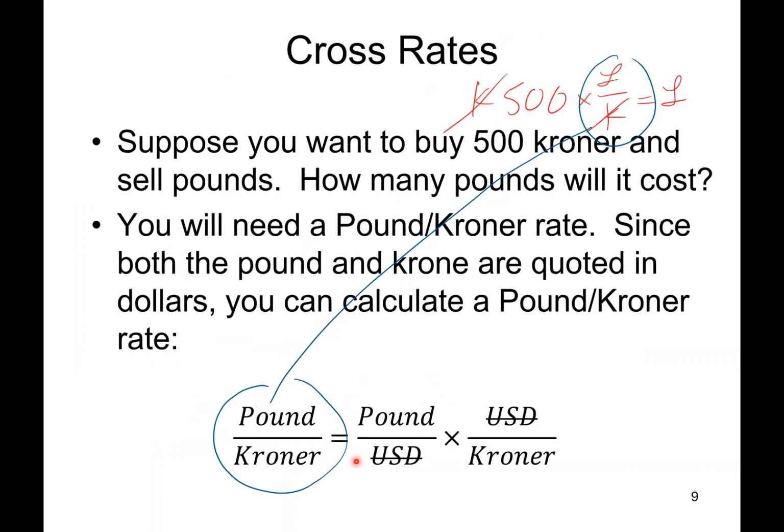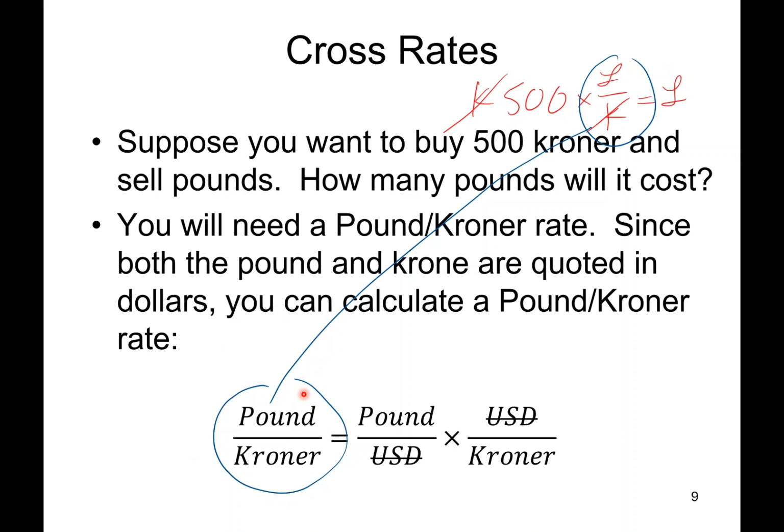Last thing we do before we do a practice problem is cross rates. Suppose you want to buy 100 Danish crown and sell pounds. How many pounds will it cost? Assume you're an American here, so you're trying to figure out what the exchange rate is that you're going to need. If I'm trying to figure out 100 crown equals how many pounds, I need a pound per crown exchange rate. That way these crowns will cancel out and a pound will go forward.